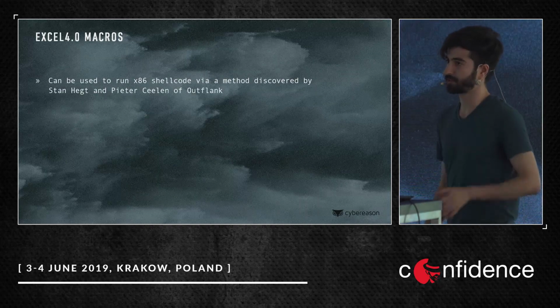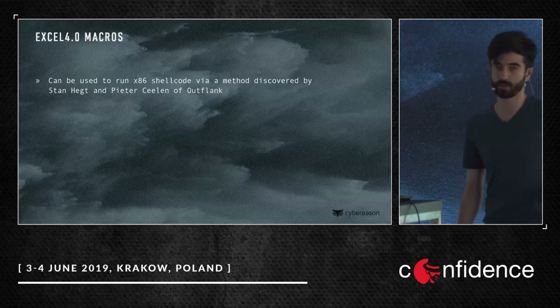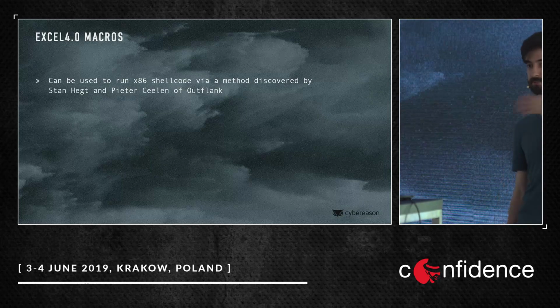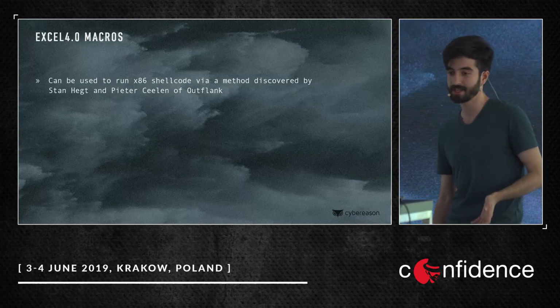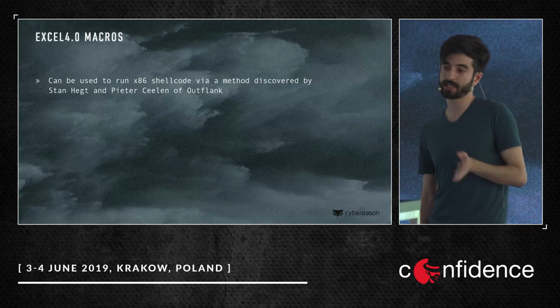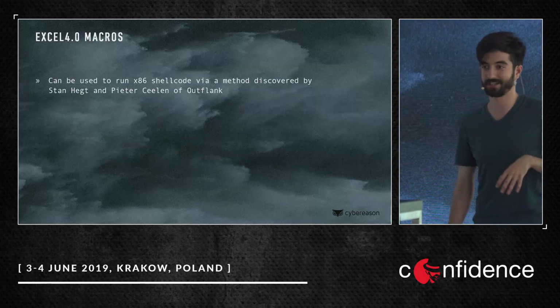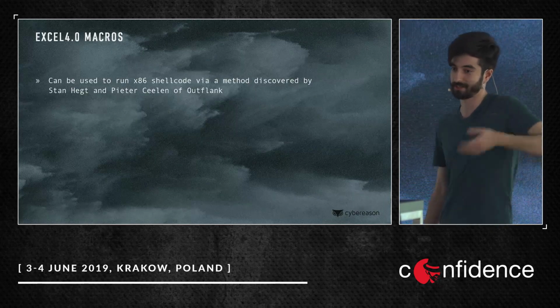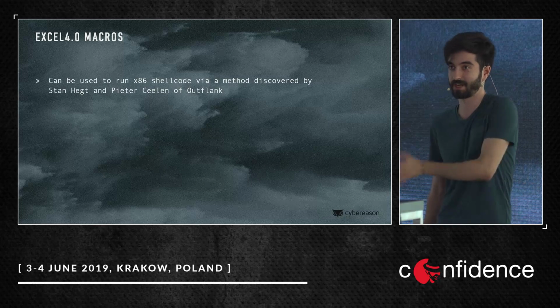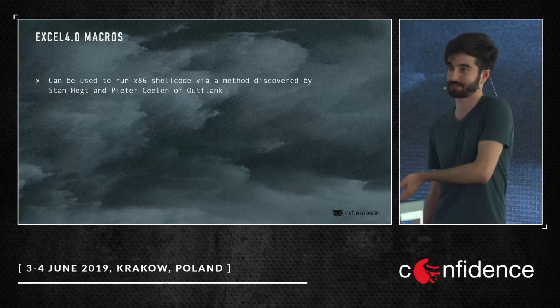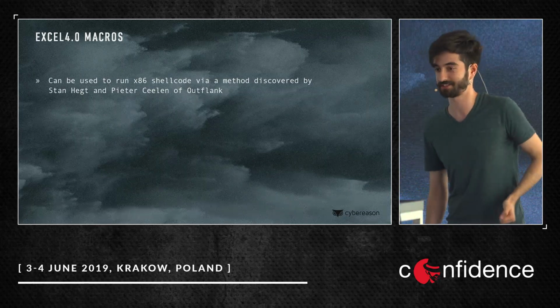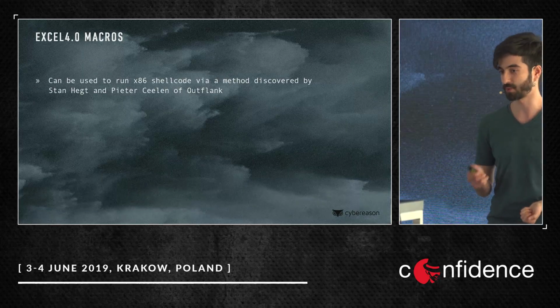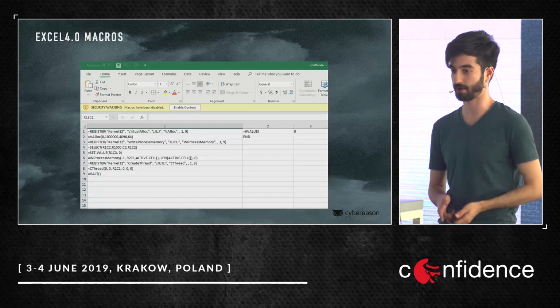At first, I was not able to run actual shellcode. I was able to run a bunch of scripts and command lines, which was not enough to actually bypass Device Guard. But Stan and Peter of Outflank actually released a way to run x86 shellcode using Excel 4.0 macros, which is exactly what I want. If I can run shellcode, I can bypass application whitelisting. So amazing. Let's have a quick walkthrough of how this works.